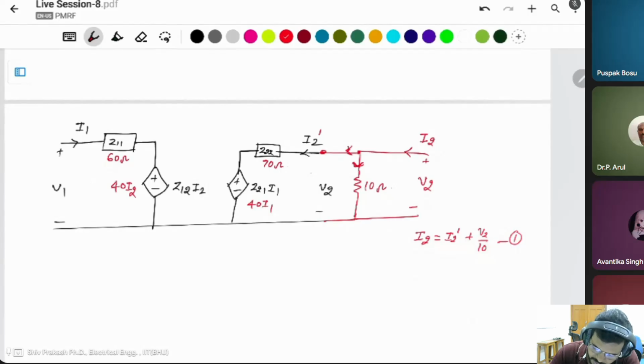Then this side, KVL, V1 is equal to 60 I1 plus 40 I2 dash. This is I2 dash, because this is a transfer of only this parameter. This is the additional parameter. That's why this whole thing is depending on this parameter only. Okay, that's why this is also I2 dash.